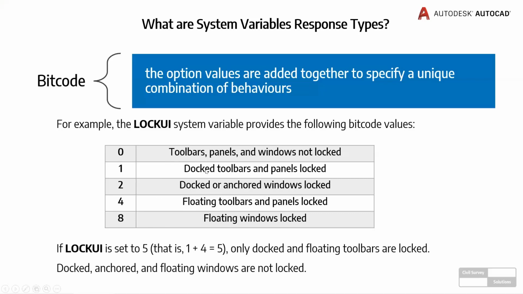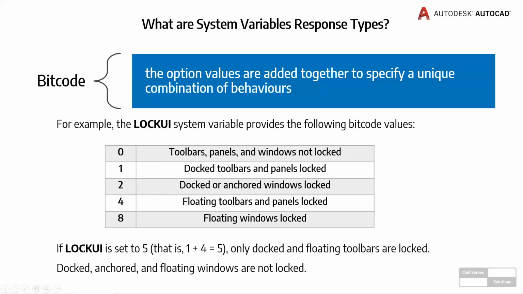However, say you wanted the docked toolbars and panels locked, and you would also want the floating toolbars and panels locked. You would add the bit codes on the left-hand side. So that would be 1 for docked toolbars and panels, and 4 for floating toolbars. You would add those together. So that would be 5. 4 plus 1 is 5.